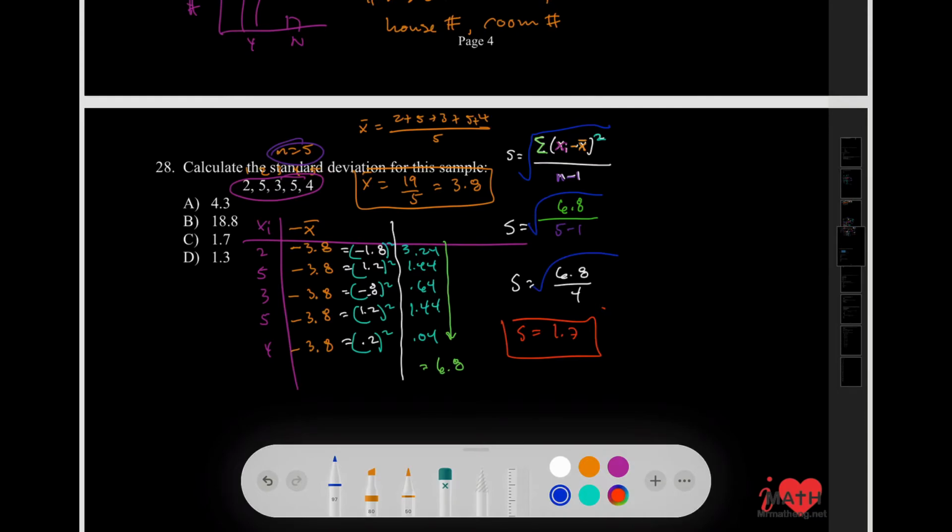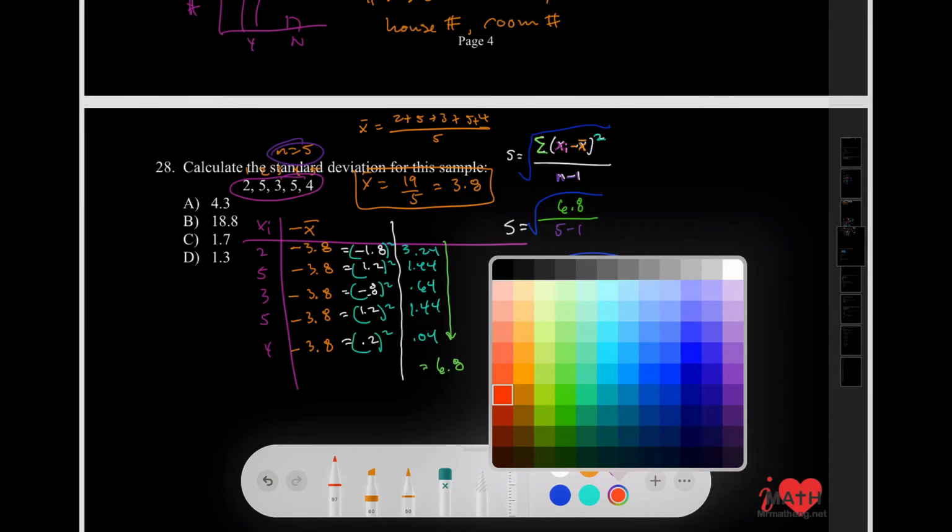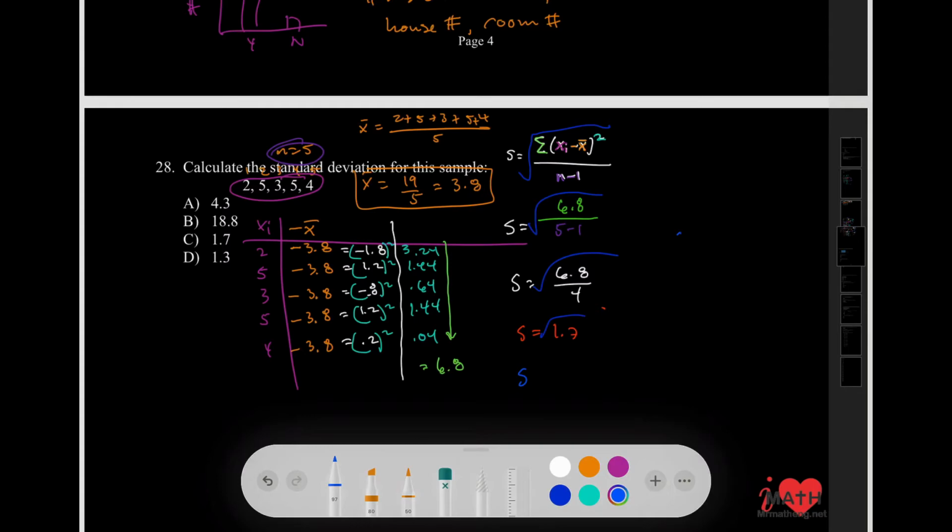So if I take the square root of 1.7, this gives me a standard deviation. S is equal to 1.3038, and the closest one that matches is D, our correct answer. So take your final answer, what we had before, and then take the square root.